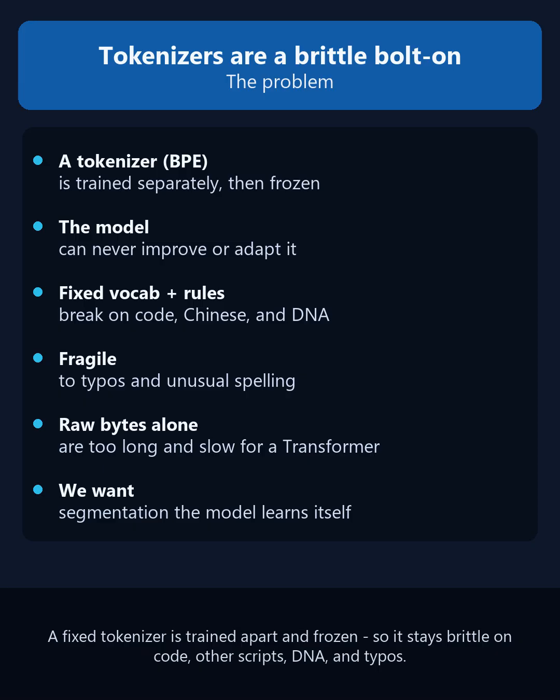Tokenization is a bolt-on. A tokenizer like BPE is trained separately, then frozen, so the model can never improve it. It bakes in a fixed vocabulary and hand-tuned rules. That hurts on anything unlike clean English text. Chinese and other scripts, source code, and DNA all tokenize badly. It is fragile to typos and spelling, and raw bytes on their own are too long and slow to feed a plain transformer. We want segmentation the model learns for itself.